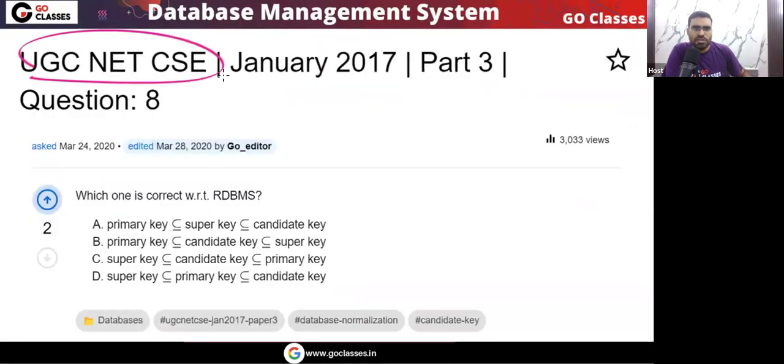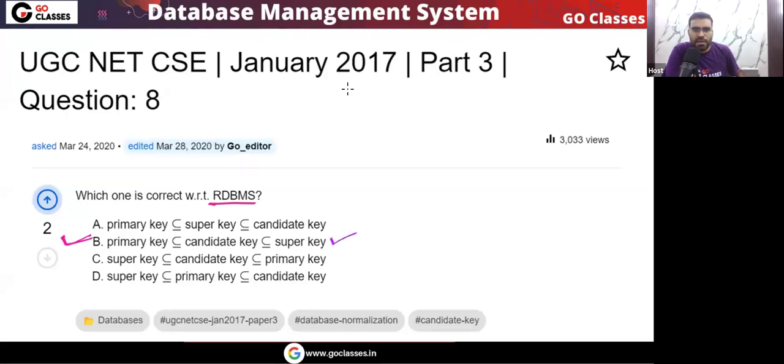Let's solve this UGC NET 2017 question. Which one is correct with respect to relational DBMS? This is a very simple question. Every primary key is a candidate key and every candidate key is a super key. So for this question, the best option is option B.